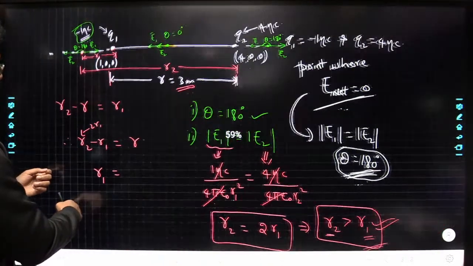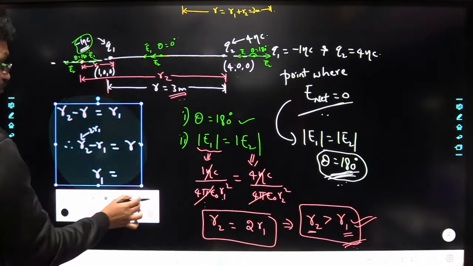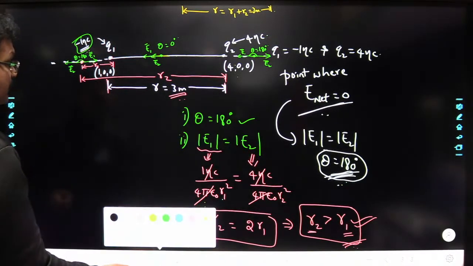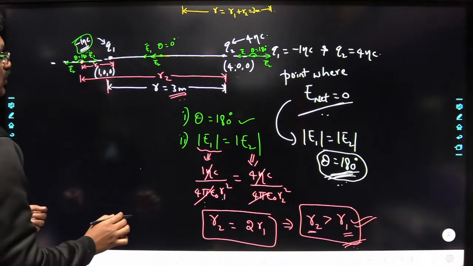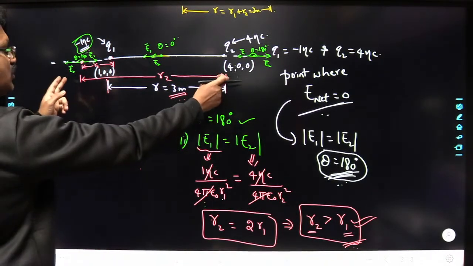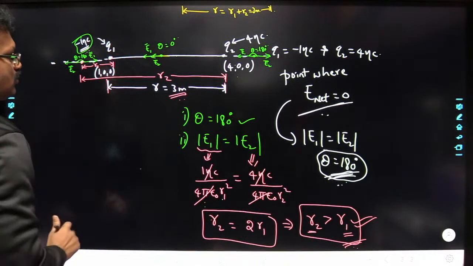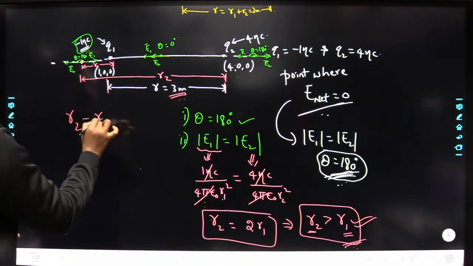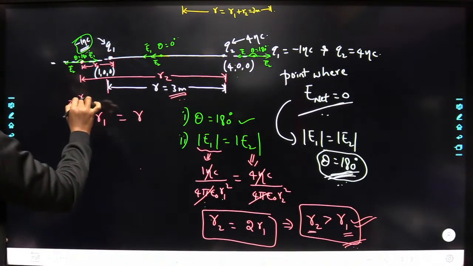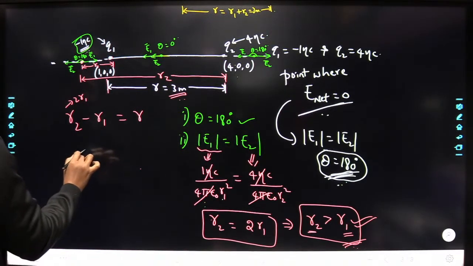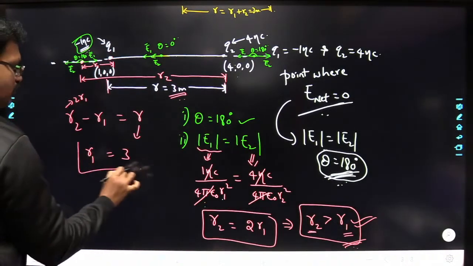Oh, wait. What am I doing here? Wait here. Okay, see this R2 minus R1 will be equal to R here. So R2 minus R1 is equal to R. R2 is equal to 2R1, and 2R1 minus R1 is equal to R1. So R1 is equal to R, and the R value here is 3. So R1 is equal to 3.